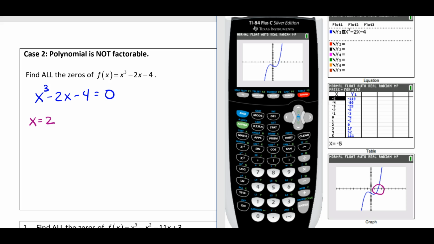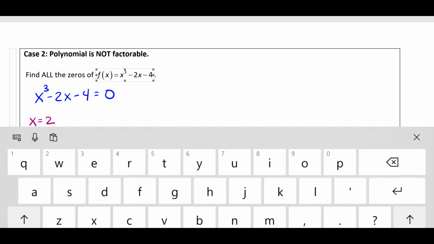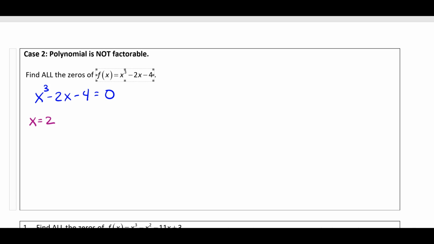If I wasn't sure, remember we could also use the remainder theorem. Just a reminder, the remainder theorem simply says that if you plug in this value into the function, so if we evaluated at f of 2, we should get 0. So 2 cubed minus 2 times 2 minus 4, well that's 8 minus 4 minus 4, which equals 0. So this is for sure a solution. That means our factor is going to be x minus 2.